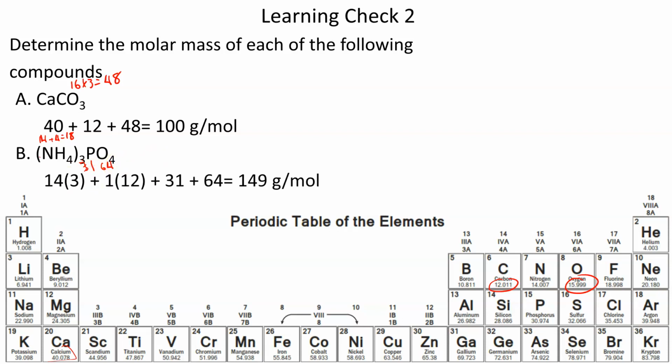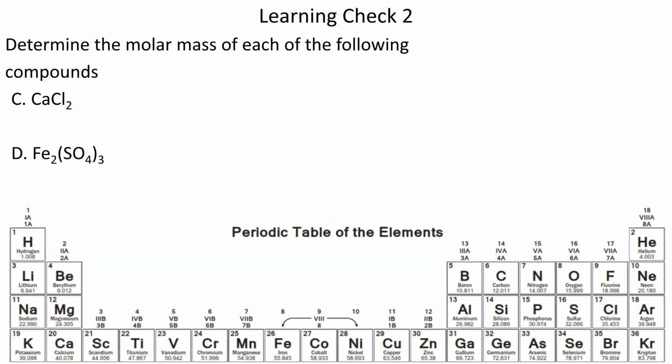So 14 times 3. Why 14 times 3? Because you have 14, and you have 3 nitrogens. Remember, you distributed 3. Plus 1 times 12, because there's 12 hydrogens. Each of them is 1. Plus 31 for the phosphorus, plus 64 for the oxygen. You get 149 grams per mole. So it's up to you whether you want to do the parentheses, distribute before or after. It's really a preference thing.